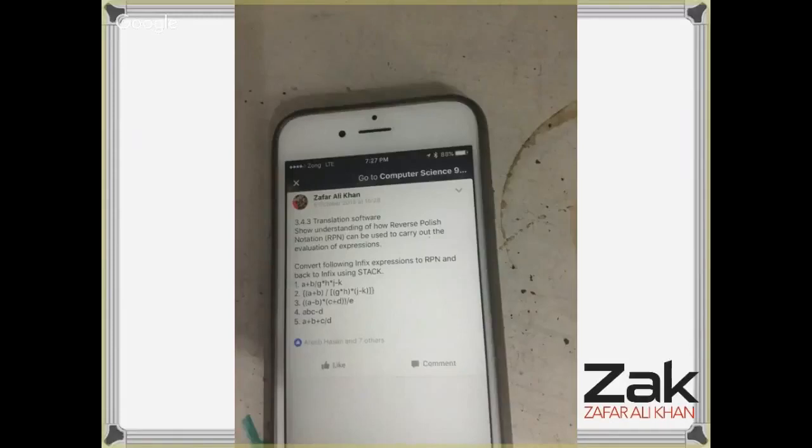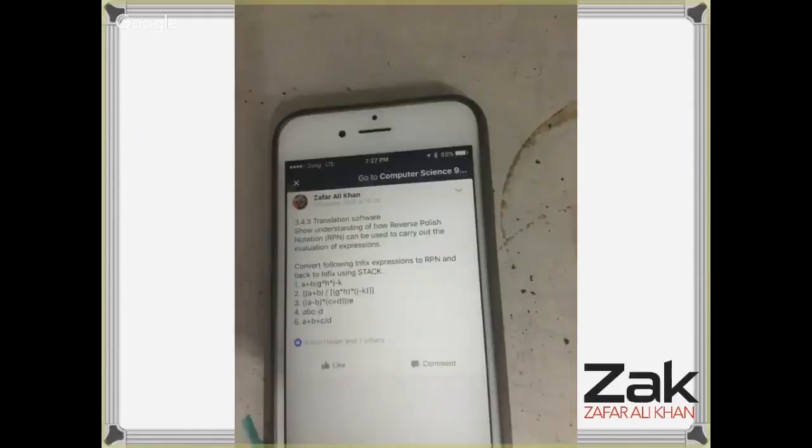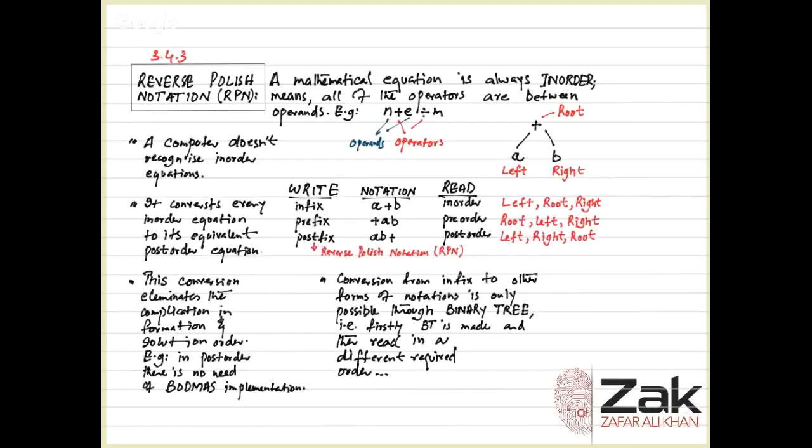Now, there are these number of expressions. Let's solve these one by one. So we have covered it all.